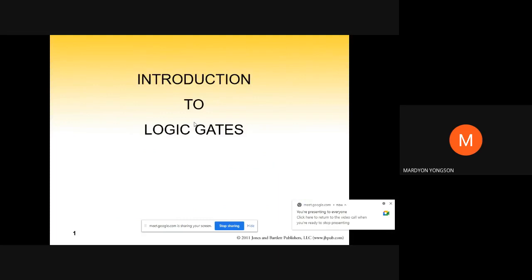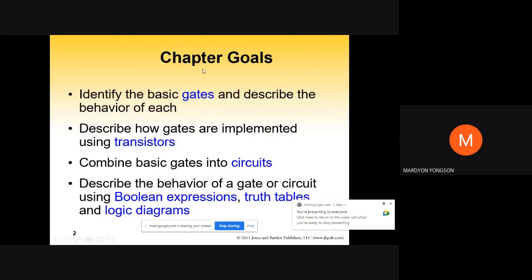And then pa-confirm din kung nagta-transition yung slide. Yes. Okay, so for this chapter or module, we're going to identify the basic gates and describe the behavior of each, and then describe how gates are implemented using transistors, combine basic gates into circuits, and describe the behavior of a gate or circuit using Boolean expression, truth tables, and logic diagrams.